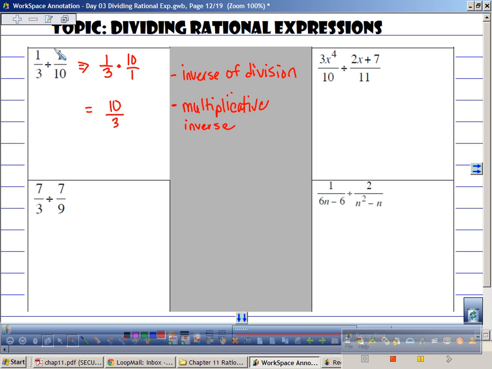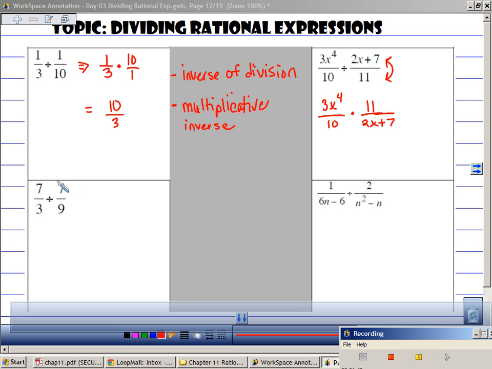Okay, so if I do that with this one, let's do that with rational expressions. So I would just rewrite this one, which is 3x to the 4th over 10. Inverse of division is multiplication, so I'm going to take the multiplicative inverse of this fraction, which would be 11 over 2x plus 7.